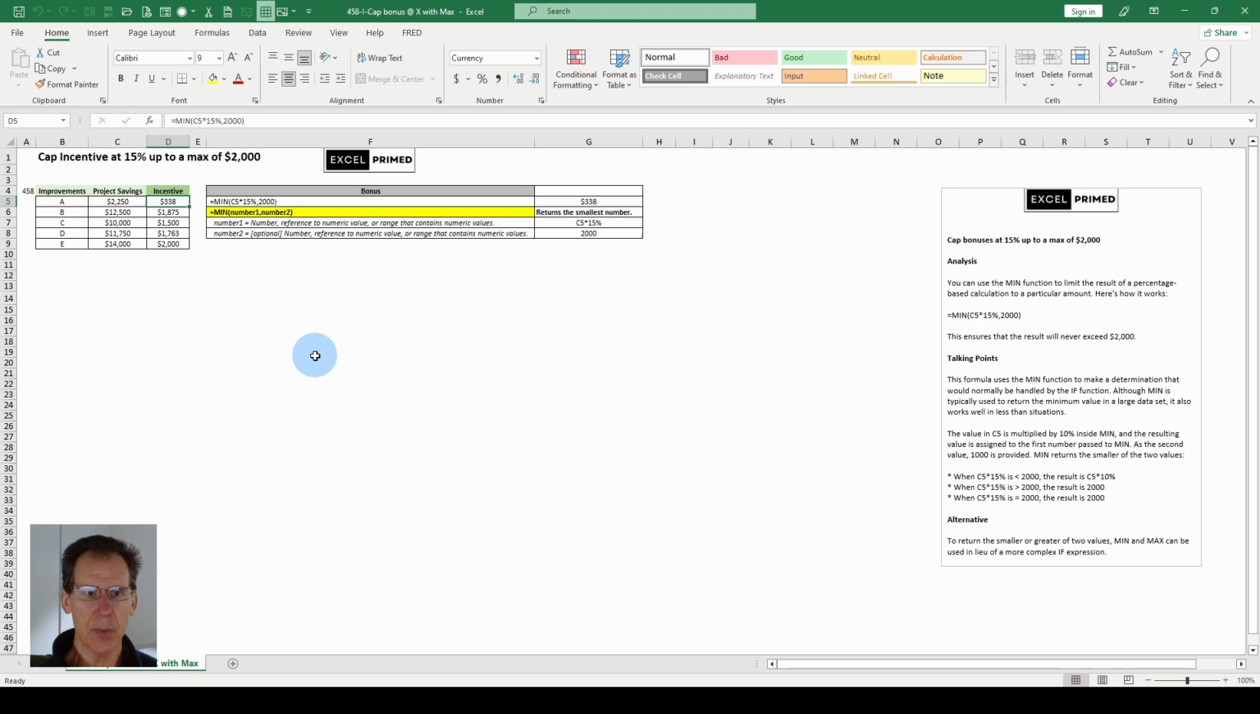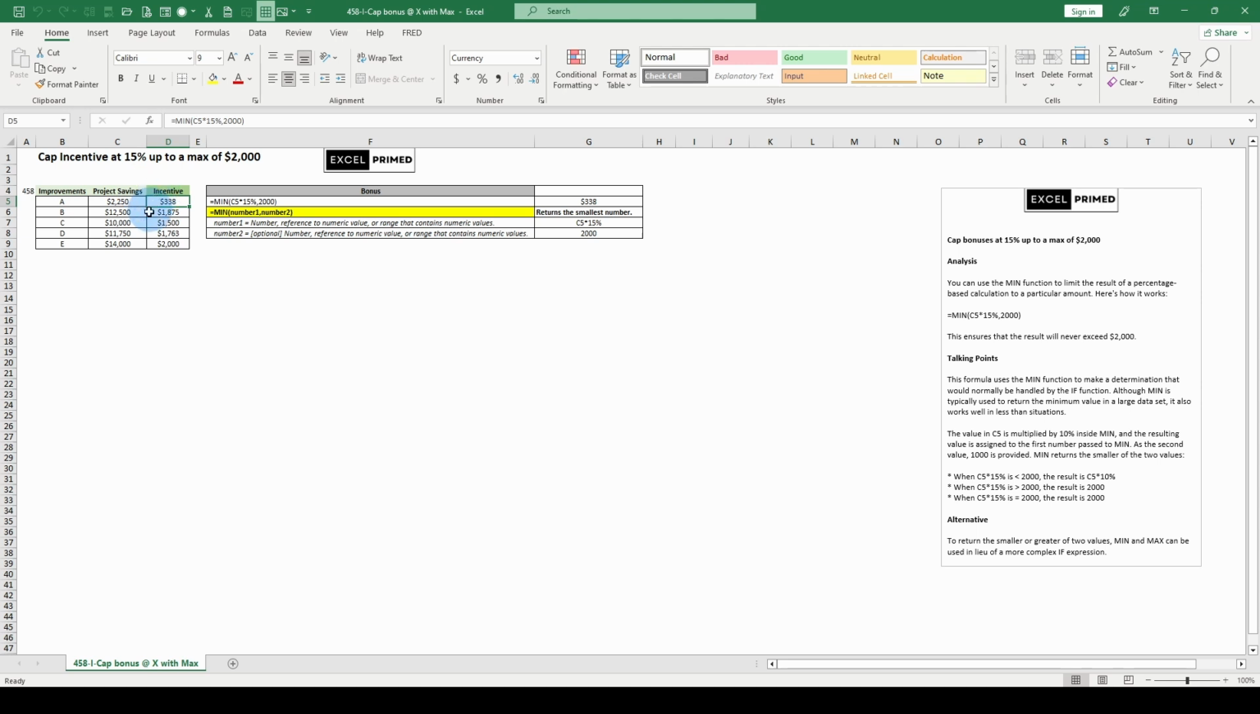We have incentives, but it's capped. What does that mean? We're going to look at a project. We have a project savings, and if you can save the company some money, we're going to give you a bit of an incentive, up to 15%, but not over $2,000. In other words, if you save the company $1 million, the max they're going to give you is $2,000.